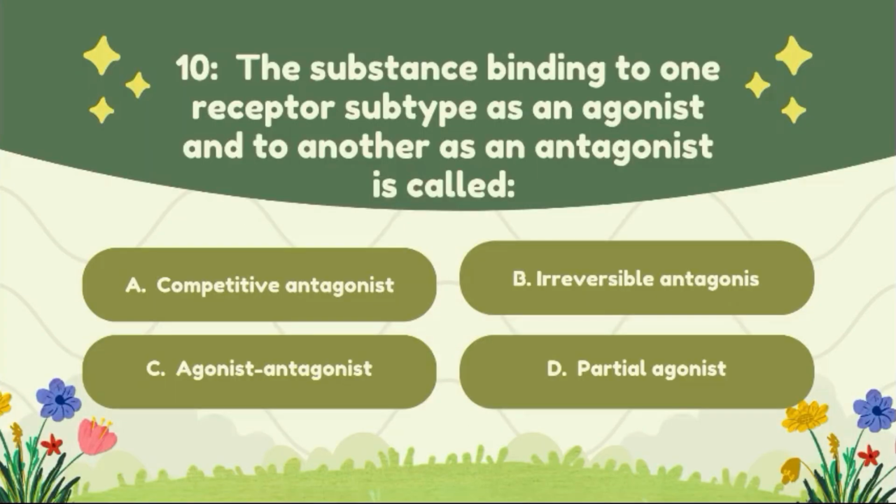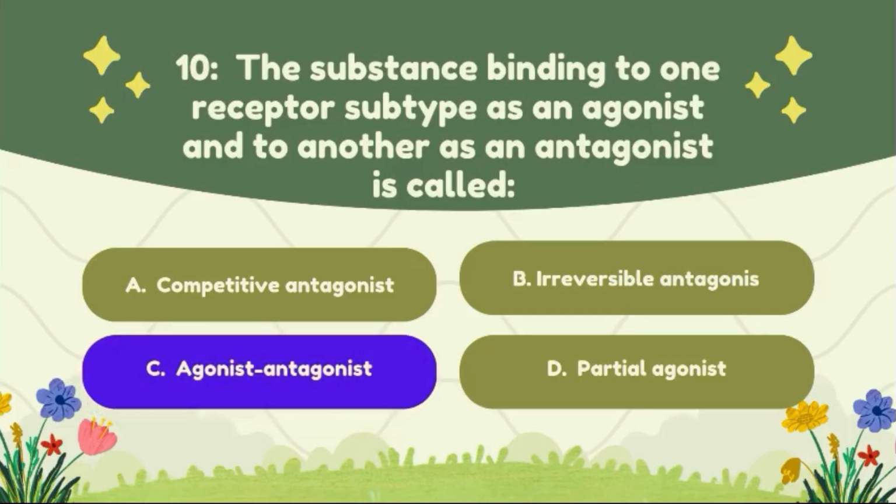Question number 10. The substance binding to one receptor subtype as an agonist and to another as an antagonist is called: A. Competitive antagonist. B. Irreversible antagonist. C. Agonist antagonist. D. Partial agonist. The correct answer of this question is agonist antagonist.